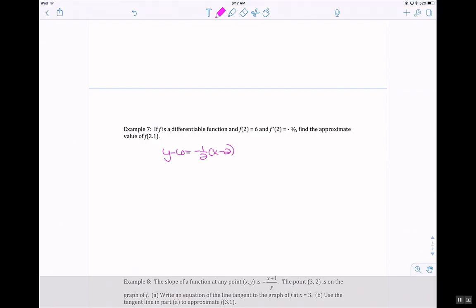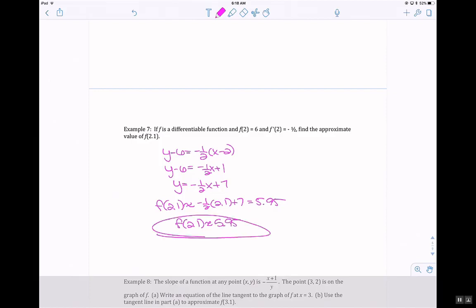And then I'm going to go ahead and isolate my y. So y minus 6 is equal to negative 1/2 x plus 1. So y equals negative 1/2 x plus 7. So now f of 2.1 is approximately equal to negative 1/2 times 2.1 plus 7, which is 5.95. So f of 2.1 is approximately 5.95.